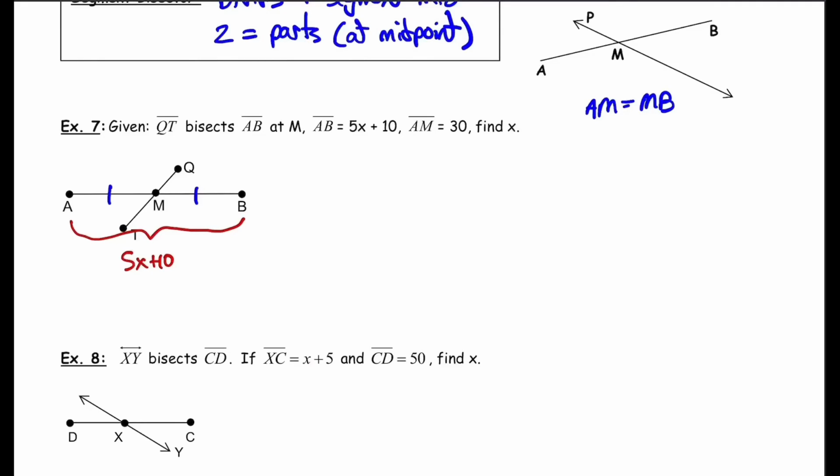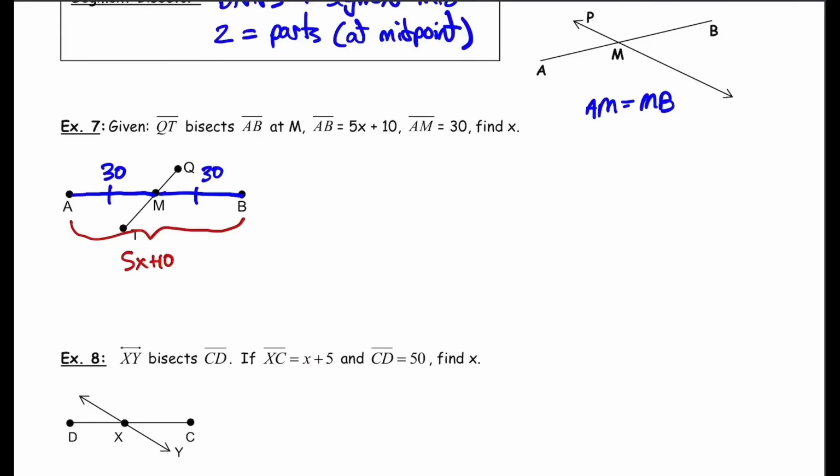And then it says AM is 30. Well, AM is just this piece right here. That's 30. Again, I hope you guys can see 30 does not equal this, right? 30 only represents this distance here, where the 5x plus 10 represents the whole thing. So if I know this piece and this piece are equal, and this one's 30, well, that's not too hard to realize that that one's going to be 30 right there. So let's put that in.